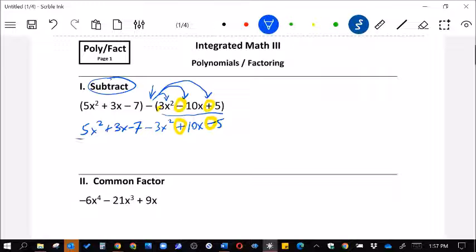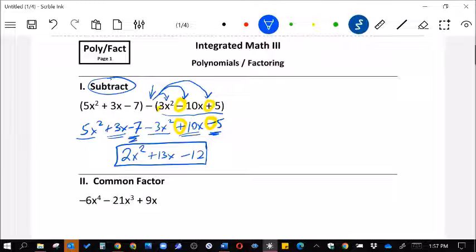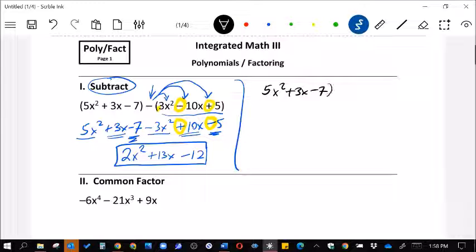So of course that means we'll have 5x squared take away 3x squared, so we have a 2x squared. And then we have 3x plus 10x, so that's 13x. And then we have negative 7 minus 5 to make negative 12. Now, there is another way to look at this, too. And that is, if I do the 5x squared plus 3x minus 7, let's rewrite it and go through it.